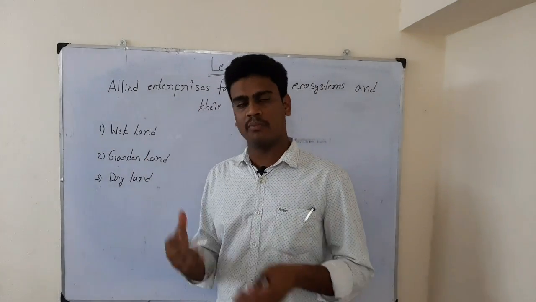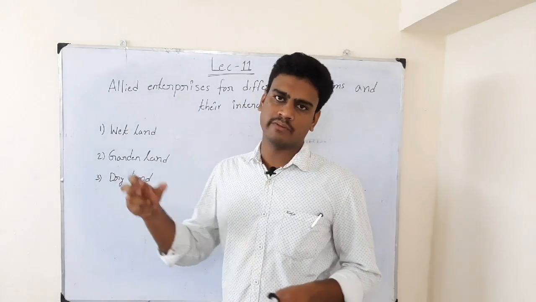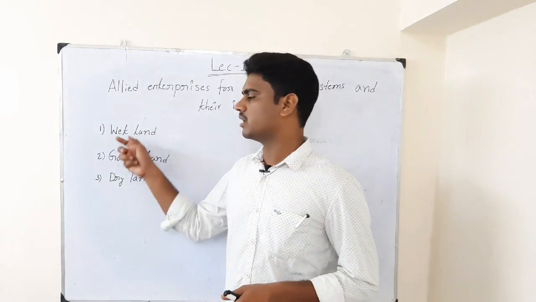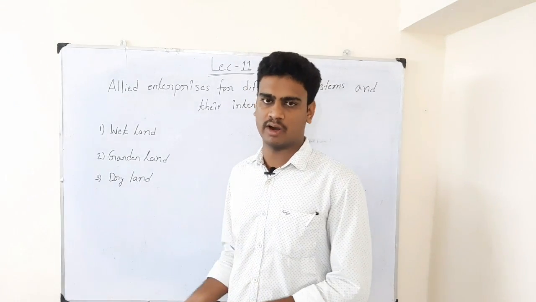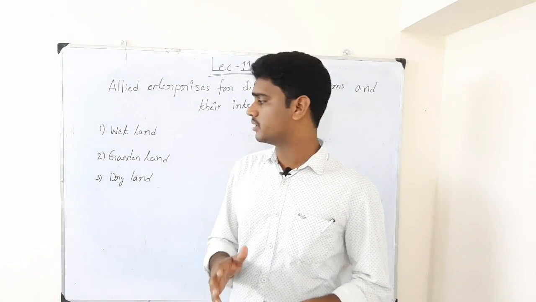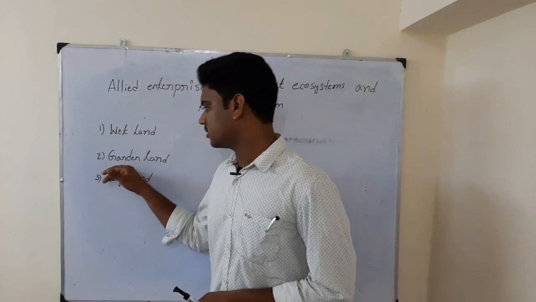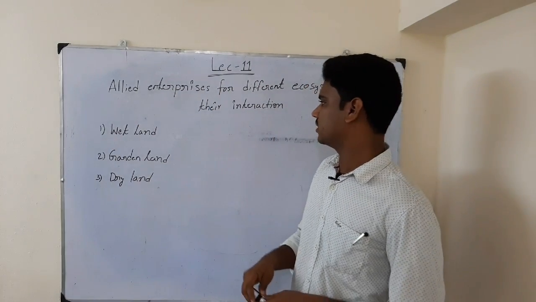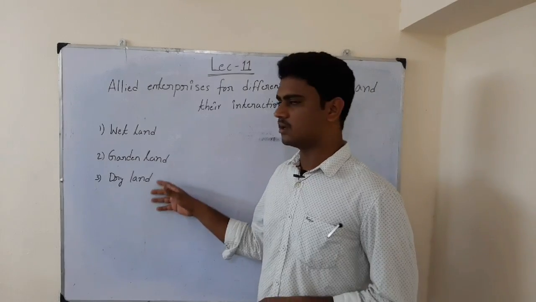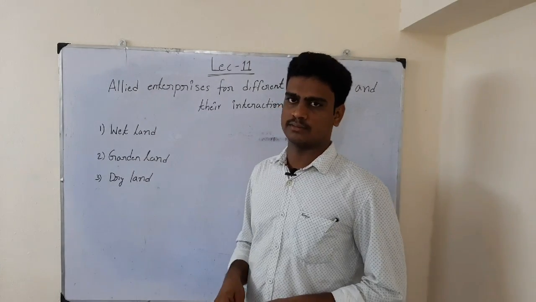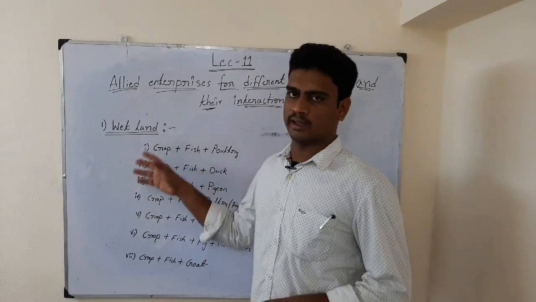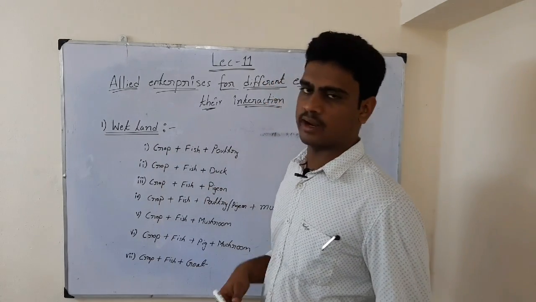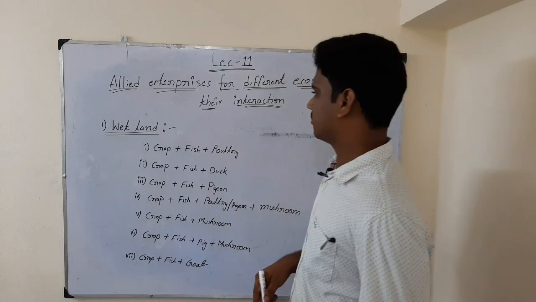In wetland, different components are there. Every component we cannot use at a time in wetland ecosystem, but a few components we can insert and a few components can be avoided. So based on the region it will vary. Even in the garden land and dry land it will be the same. So first of all, let us see wetland. Now let us see what components we can involve in the wetland ecosystem for the farming system.